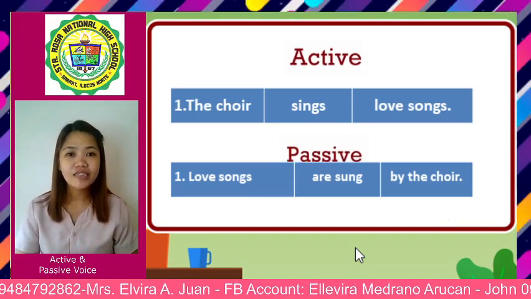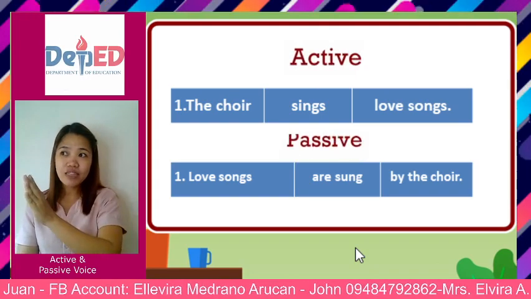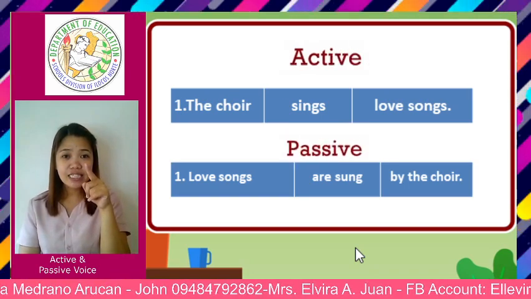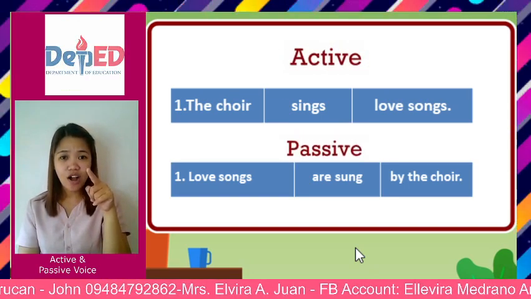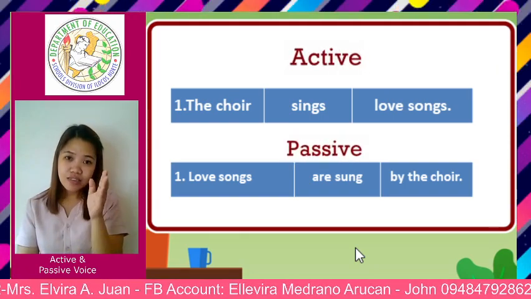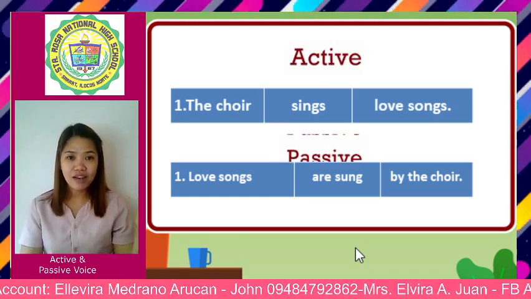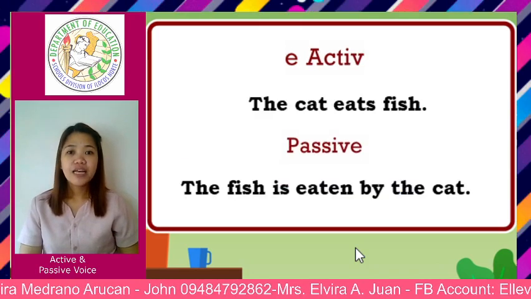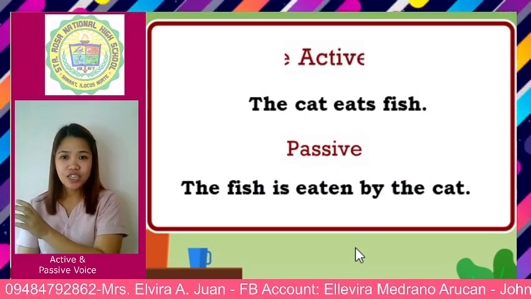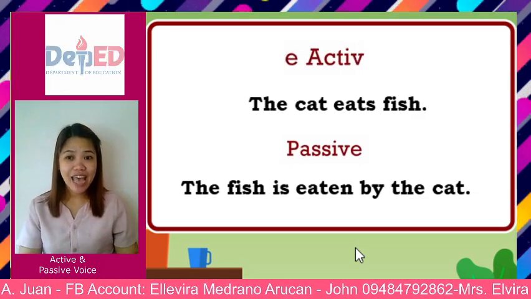Here, the choir sings love songs. You put the direct object in front, so it will become love songs. Change sings, that's in the present tense. So you use either is or are plus the past participle. Of course, songs, we use are sung by the choir. Here, the cat eats fish. You put fish in front. The fish, that's singular. So you use is. The fish is eaten by the cat.